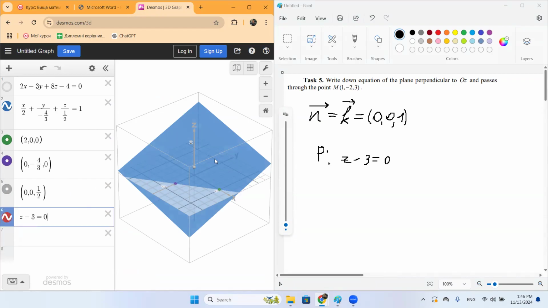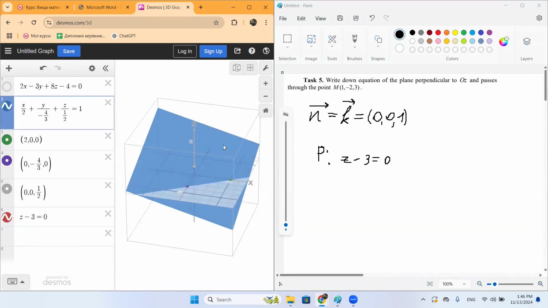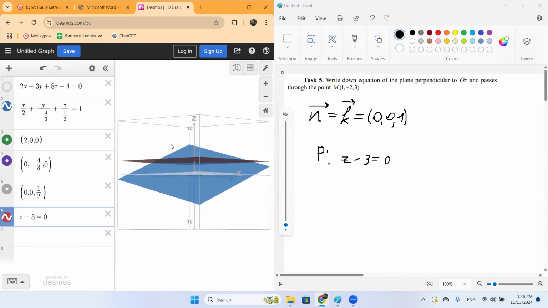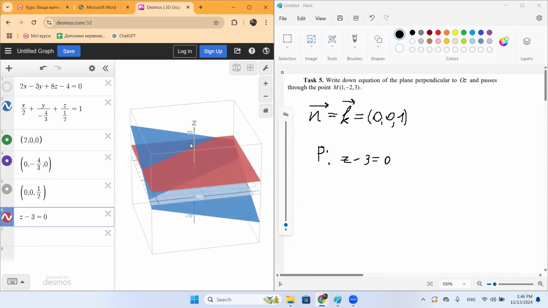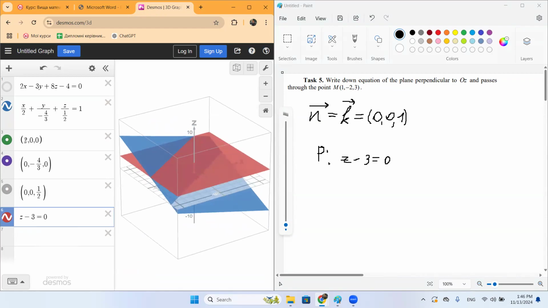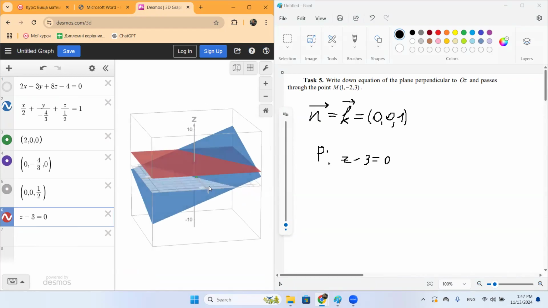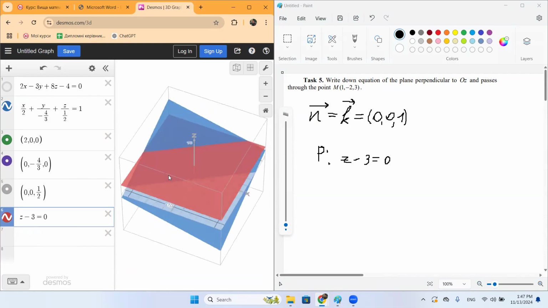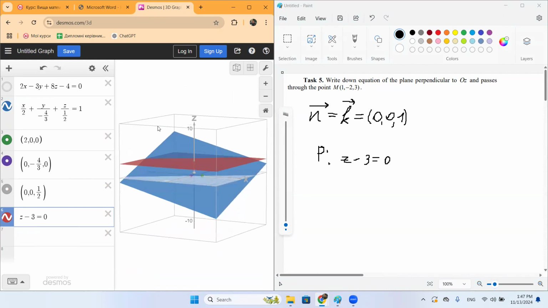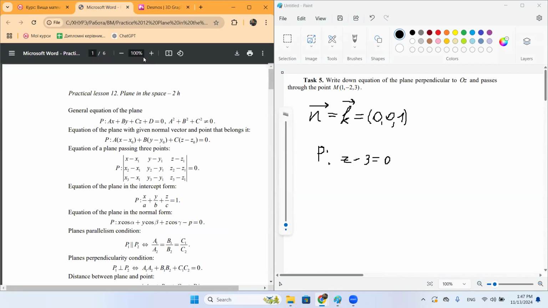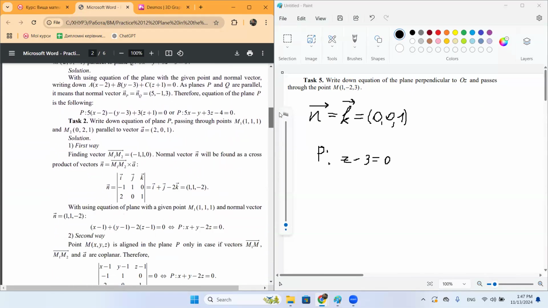And where is the plane? Okay, let's play with scale. Yeah, so as we can see, it's perpendicular to the z-axis. And that's it. So quick task, quick solution. Maybe any questions about this task? So sometimes we just need to be attentive with the region conditions. Okay, as no questions, moving to the next task.